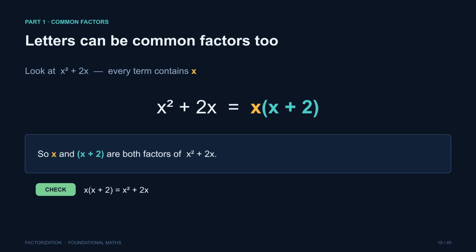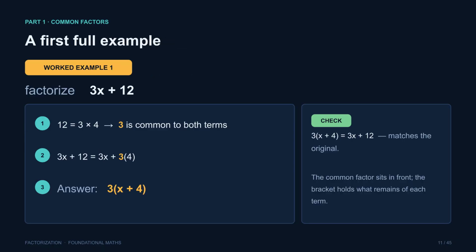Common factors are not restricted to numbers. In x squared plus 2x, both terms contain x. This factorizes as x times the bracket containing x plus 2. Let us look at our first full example, 3x plus 12. 12 is 3 times 4, so 3 is common to both terms. Pull the 3 out front and you get 3, multiplied by the bracket x plus 4.